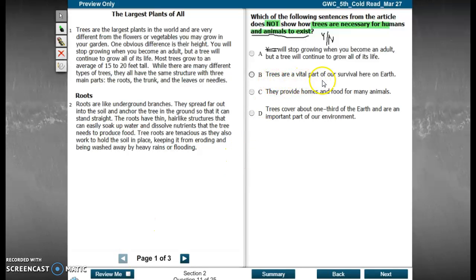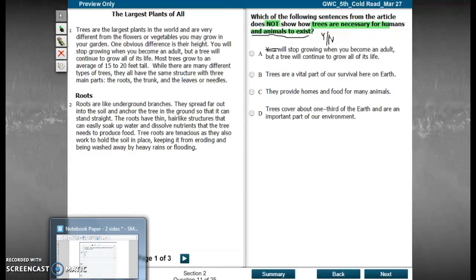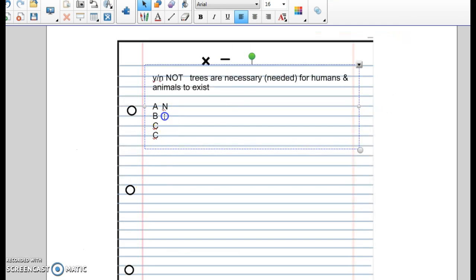Let's look at B. Trees are a vital part of our survival here on Earth. Does that prove that trees are necessary for humans and animals to exist? Well, our survival is our existence, right? Vital means necessary. So I'm thinking B would be a yes. It does prove that. And you could just highlight that without having to type or write all this in. Vital means needed. It said survival. Our survival, that's going to be animals existing.